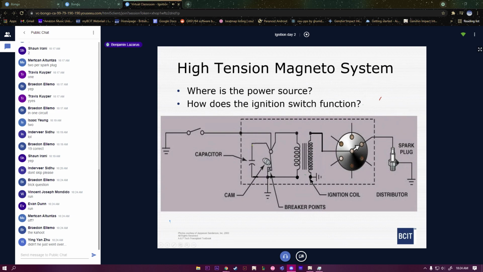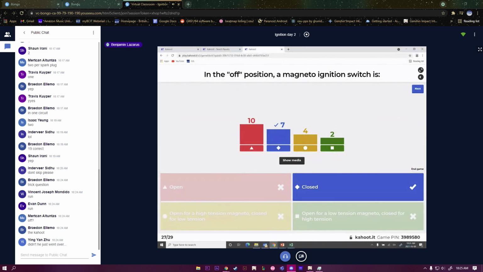What did the Kahoot ask? The Kahoot said, in the off position, a magneto ignition switch is closed. So how is that a trick question? I don't understand that. It's as clear as I can make the question.